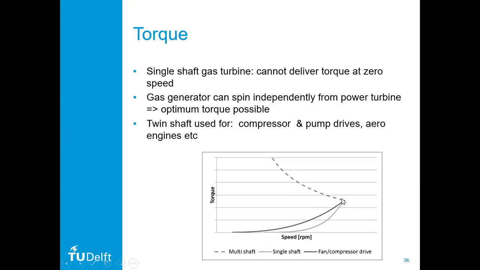And the big advantage of a multi-shaft with constant speed is that you can still have a constant speed for the power turbine, but varying speed for the compressor turbine, and that way you can vary the mass flow over the power. There you can achieve a little bit higher part-load efficiencies with a twin shaft normally than with a single shaft. But if you really want to have the torque, you really need a twin shaft to do that.